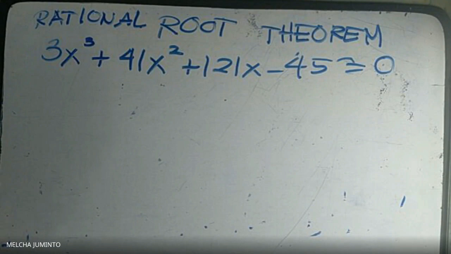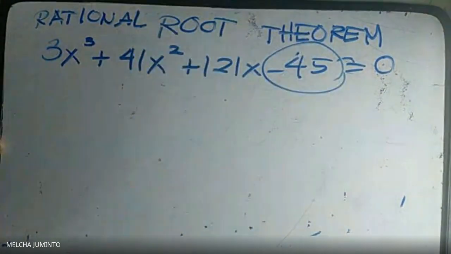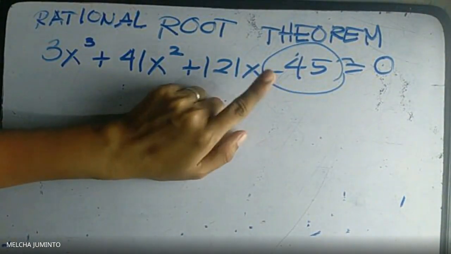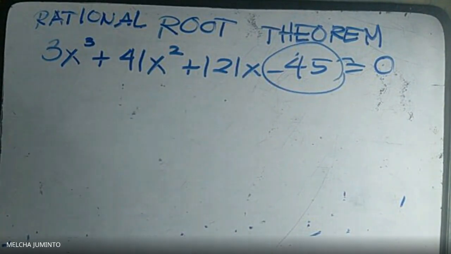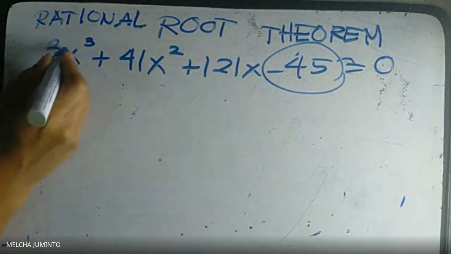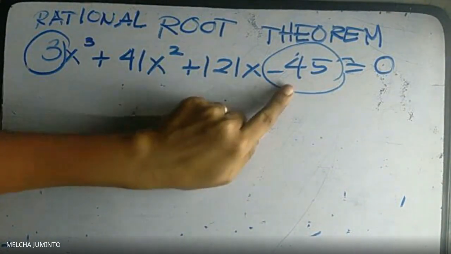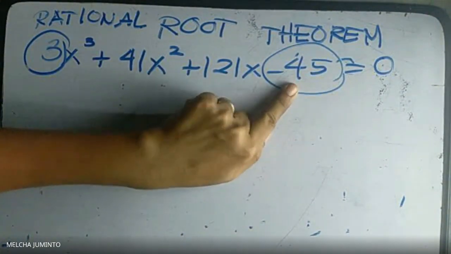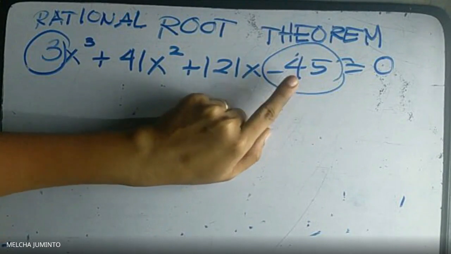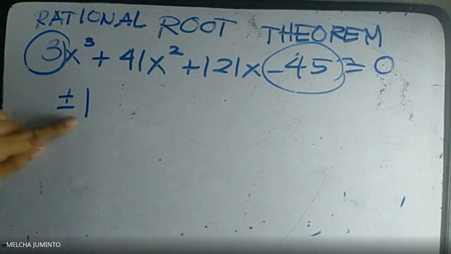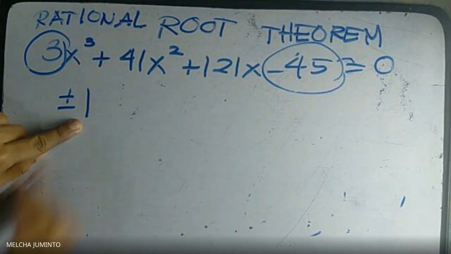Now let us find the possible roots of this equation. To find the possible roots, we need to start with the constant, which is 45. We disregard the sign first because we always use positive and negative in pairing them. So the constant divided by the numerical coefficient of the first term. Let us begin with 45. 45 is a composite number. It has many factors. Let us begin always with 1. Positive and negative 1.